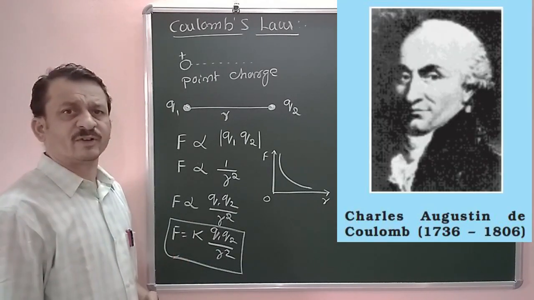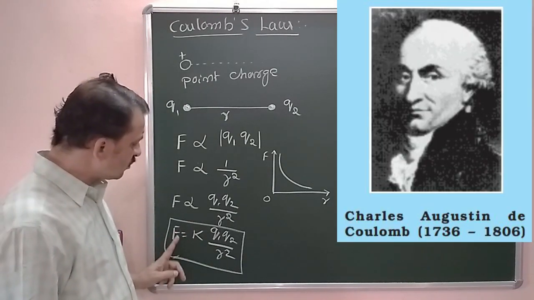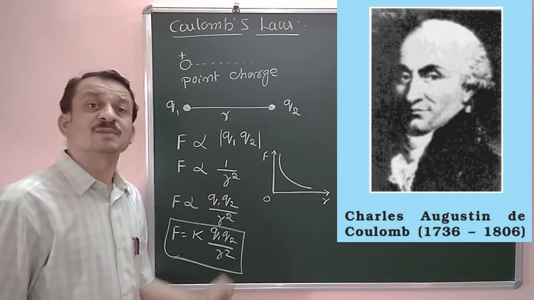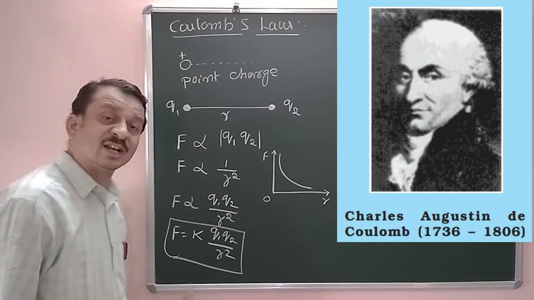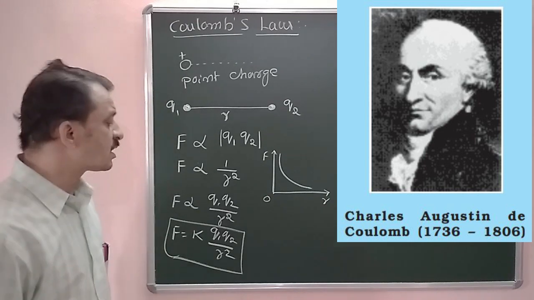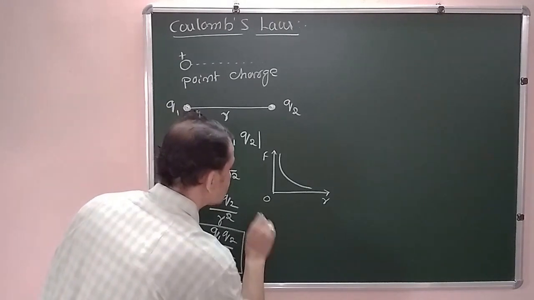Charles Coulomb, a French physicist, first obtained this relation and also conducted an experiment to get this relation by using a sensitive device called a torsional balance.